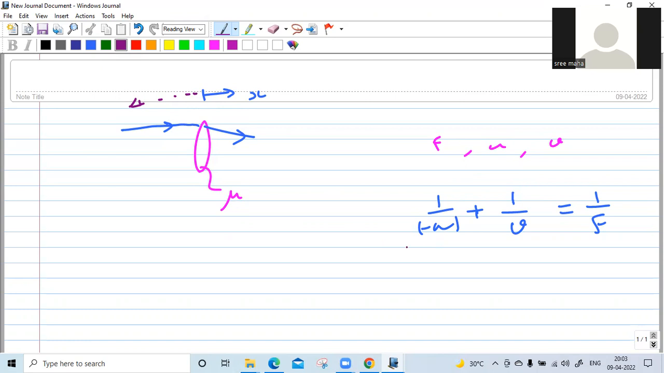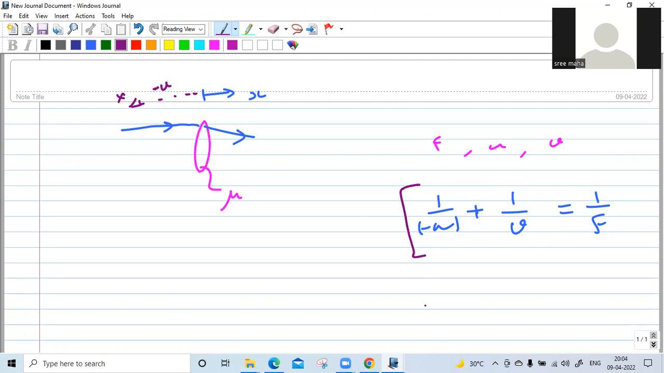This is the distance u, but actually the coordinate of this point is minus u. Or the other way around, if you take the coordinate of this point as u, then this distance will be minus u. So this u is negative, and the distance should be positive, so the distance is minus u. So I remember the formula is 1 by v plus 1 by u equals 1 by f, but since u is negative, I'll put the minus sign. So this is the formula for lens.